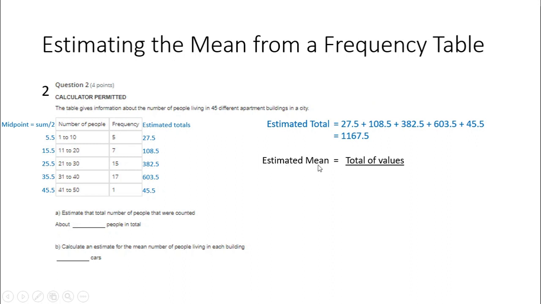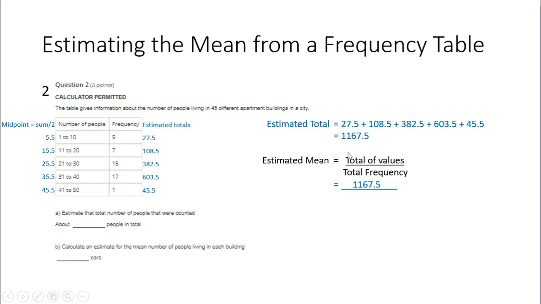Next, when we're looking for the estimated mean, we find the total value. So that's why we needed that first. And we divide that by the total frequency. Now we can add up the frequencies to find the total frequency, but we were also told in the question that there are 45 different apartment buildings in this city. So these are the 45 different apartment buildings. Add that up to check, and I hope that's right.